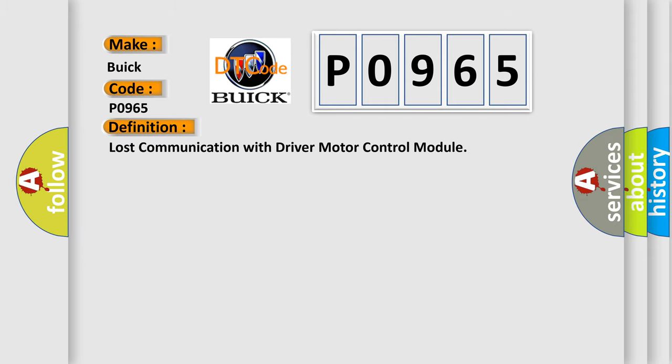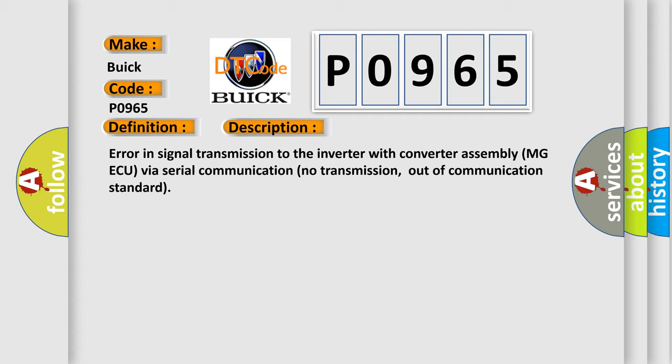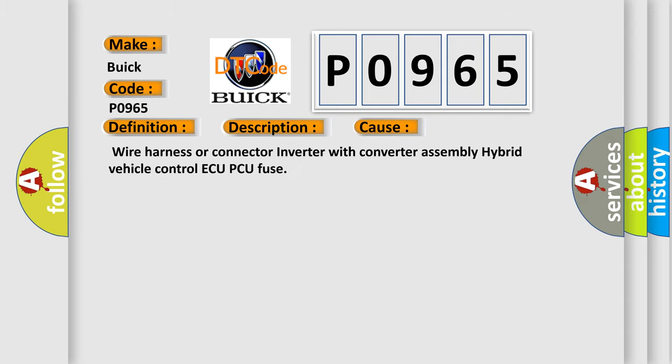The basic definition is lost communication with the drive motor control module. And now this is a short description of this DTC code. Error in signal transmission to the inverter with converter assembly MGAQ via serial communication, no transmission, out of communication standard. This diagnostic error occurs most often in these cases: wire harness or connector, inverter with converter assembly, hybrid vehicle control AQ, PCU fuse.